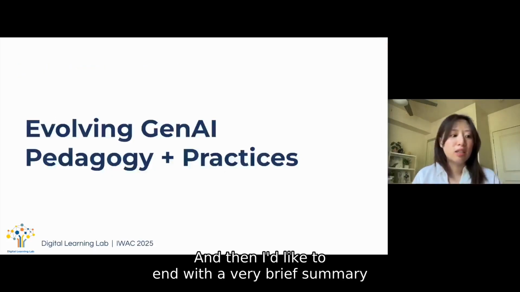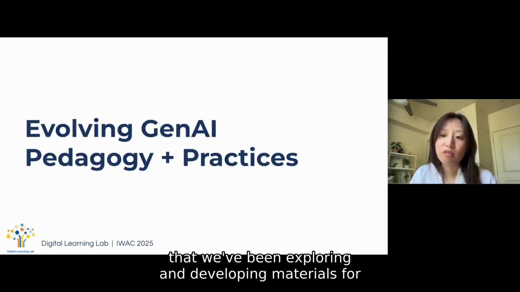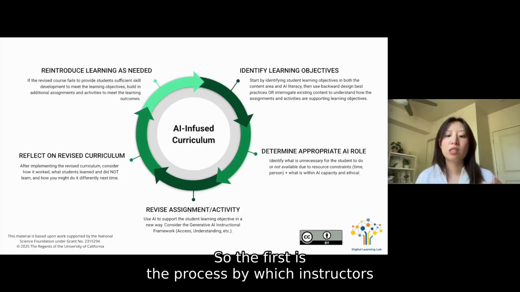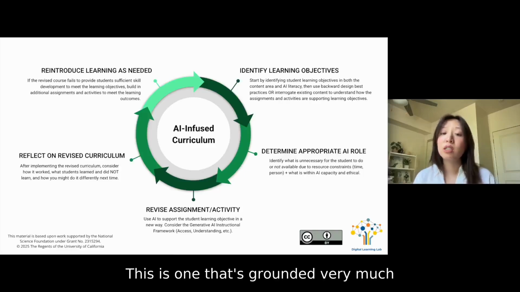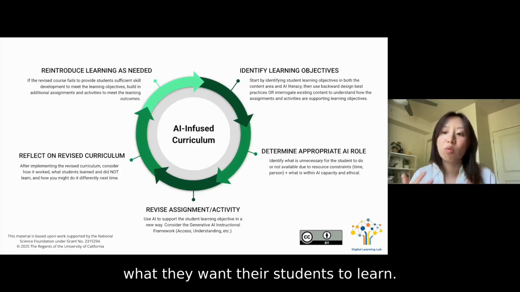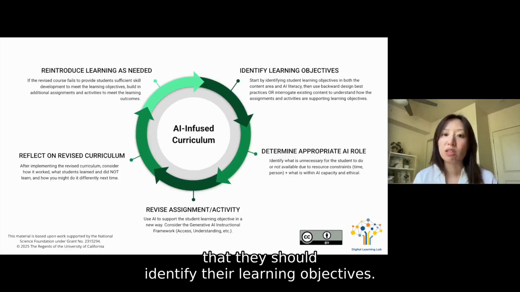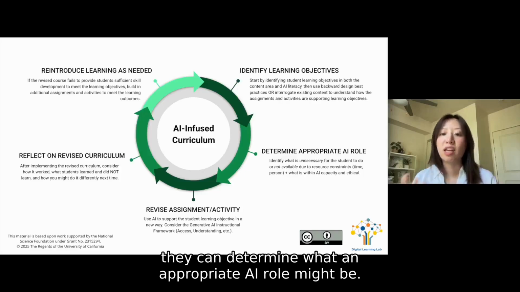And then I'd like to end with a very brief summary of some of the evolving pedagogy and practices that we've been exploring and developing materials for over our years of the study so far. So the first is the process by which instructors might consider approaching infusing AI into their curriculum. This is one that's grounded very much in the learning objectives of their course and of their activities, what they want their students to learn. So first, we always suggest that they should identify their learning objectives. Then from those learning objectives, they can determine what an appropriate AI role might be.